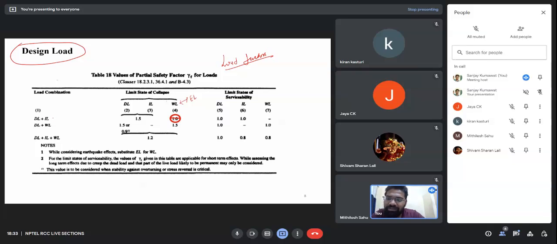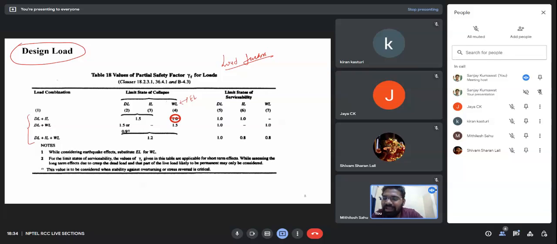First we have the dead load plus live load. You can see over here, both of them have a partial factor of safety of 1.5. Then we use all three loading conditions for our design purpose. So we need to check our design for all of these three loads. These are some design load combinations which we must do before carrying out any design.